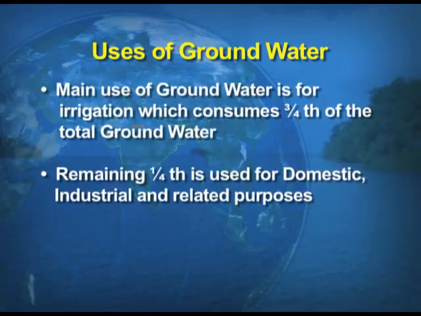The reason must be clear to you, children: India being an agrarian economy, there is a lot of pressure of agriculture on the land, and for that agricultural produce we need to depend upon irrigation, and that water is the groundwater. The remaining 1/4 of the water is used for other purposes.